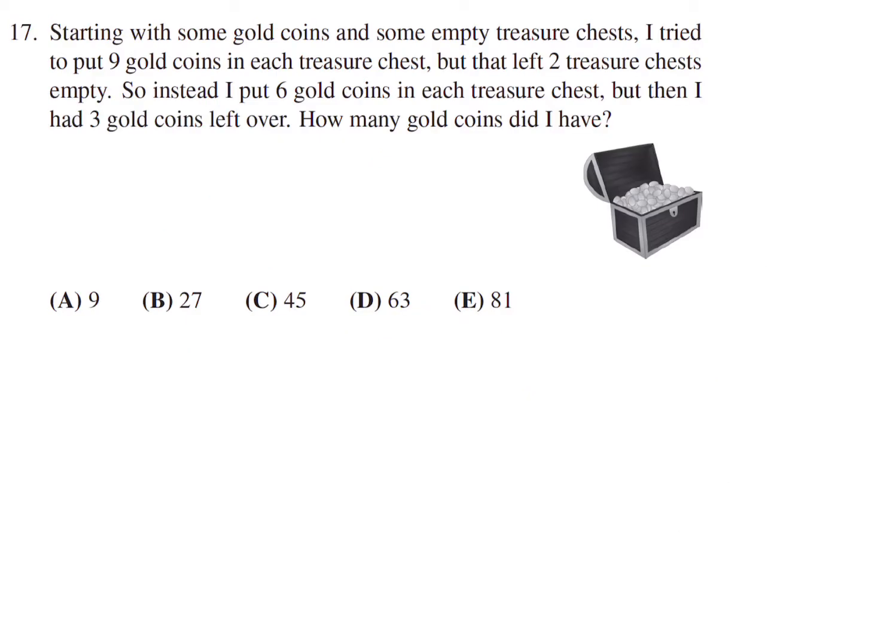Starting with some gold coins and some empty treasure chests, I tried to put 9 gold coins in each treasure chest, but that left 2 treasure chests empty. So instead I put 6 gold coins in each treasure chest, but then I had 3 gold coins left over. How many gold coins did I have? Alright, so it looks like if you had 9, 9, 9, like that, that leaves 2 empty.